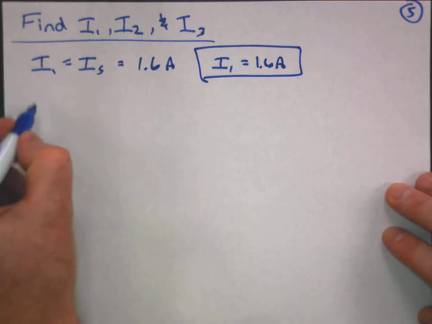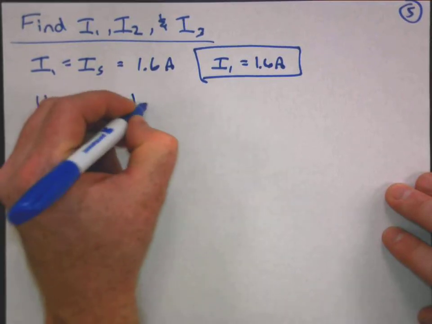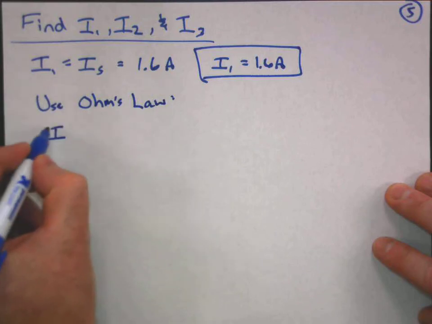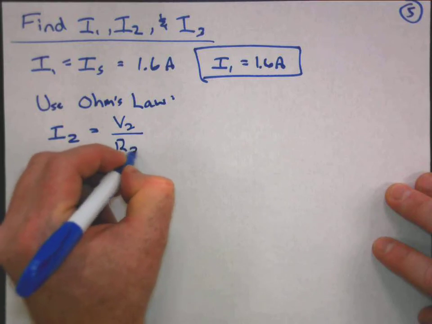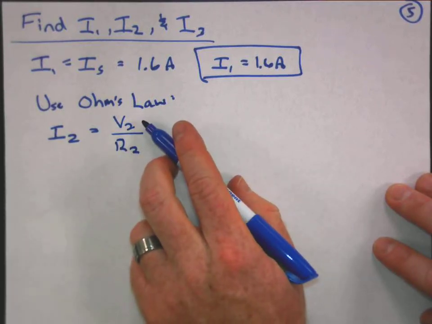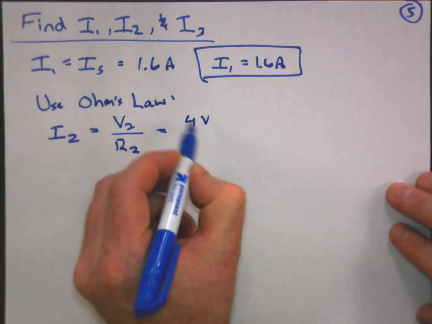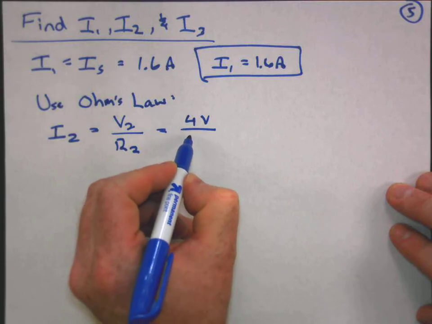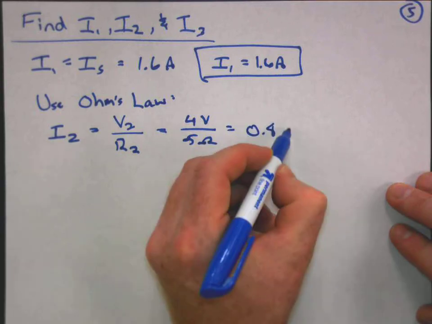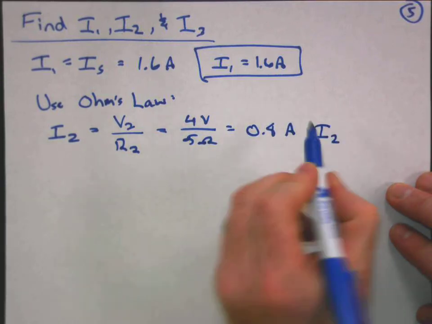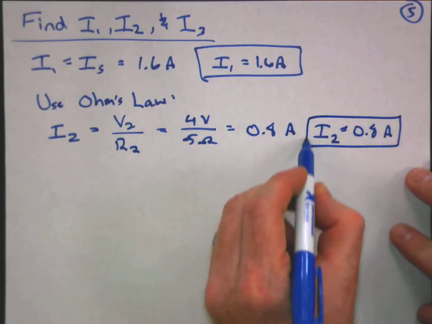So for these guys, I'm going to use Ohm's law again. A current is equal to a voltage divided by a resistance. Do I know the voltage drop of 2? Yes, I do. Do I know the resistance of 2? Yes, I do. So I've got these numbers. Voltage drop of 2 is 4 volts. Resistance was 5 ohms. And so 4 divided by 5, you get 0.8 amps. So I2, current through 2, was 0.8 amps. Box. Definitely one I'm looking for.